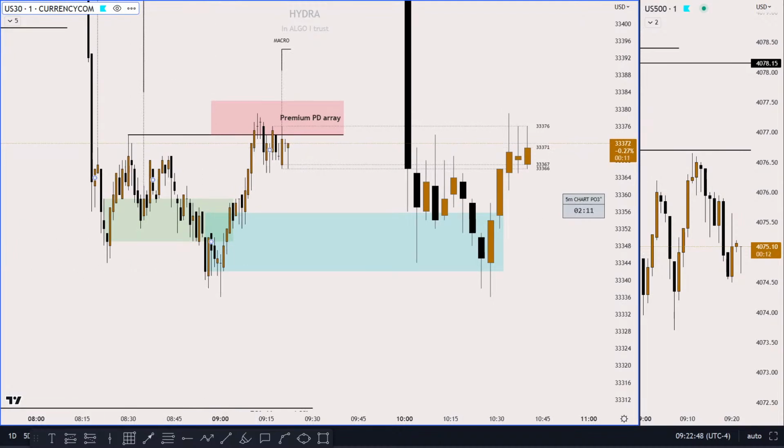Anyway, so BBTT is asking, are these macros universal? What do you mean by universal? It only works on indices. It does not work on Forex. It does not work on Bitcoin, so it's not universal.